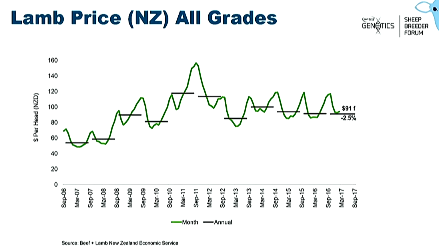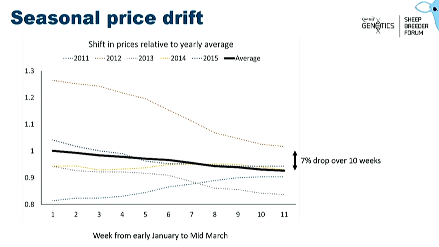Another factor worth mentioning that we build into this is that part of the value of fast-growing lambs is that we can get them off to slaughter earlier. And what we do see, even though it's very variable from year to year, is that from January through to March there's a downward drift in the average price of lambs. Sometimes that's a really severe drop, which we've got in 2012 there. Other times it actually goes up, but on average we see about a 7% drop over 2 weeks.